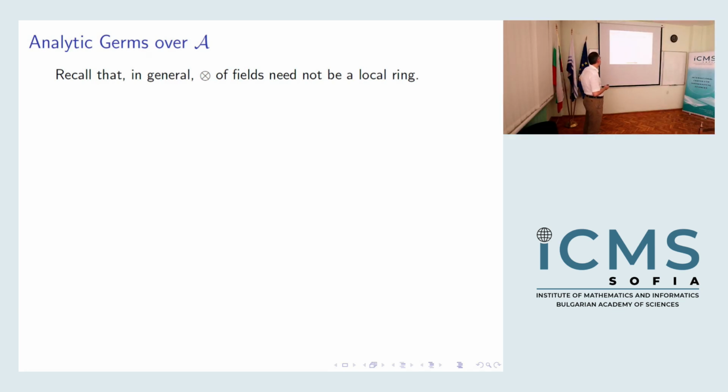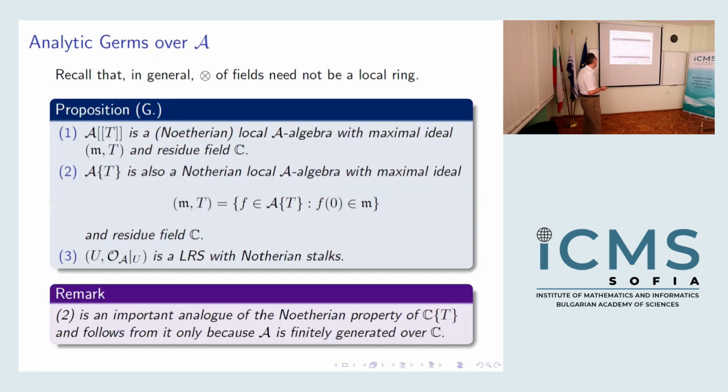everything related to them. So in general, of course, the tensor product of fields need not be a Walker ring, or even the tensor product of Walker rings need not be a Walker ring. But what we get is, of course, the power series ring is going to be a Turing Walker algebra with maximal ideal generated by the maximal ideal of A, but also the ring of convergent power series with coefficients in A is a Turing Walker algebra.